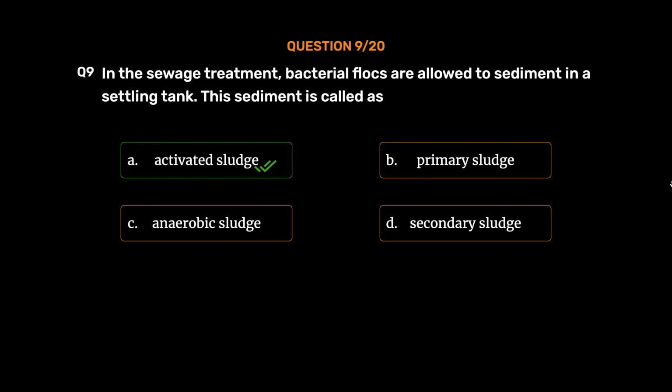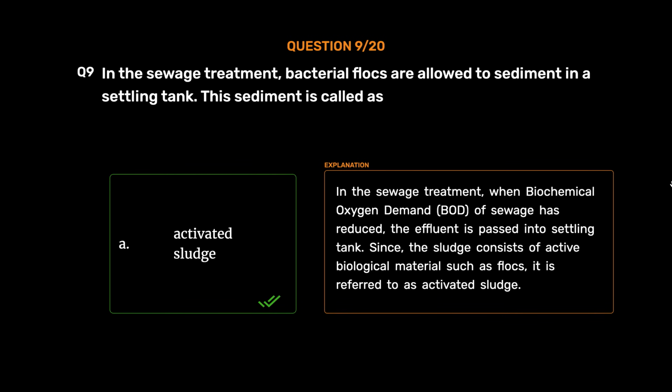Activated sludge. In the sewage treatment, when biochemical oxygen demand (BOD) of sewage has reduced, the effluent is passed into settling tank. Since the sludge consists of active biological materials such as flocs, it is referred to as activated sludge.